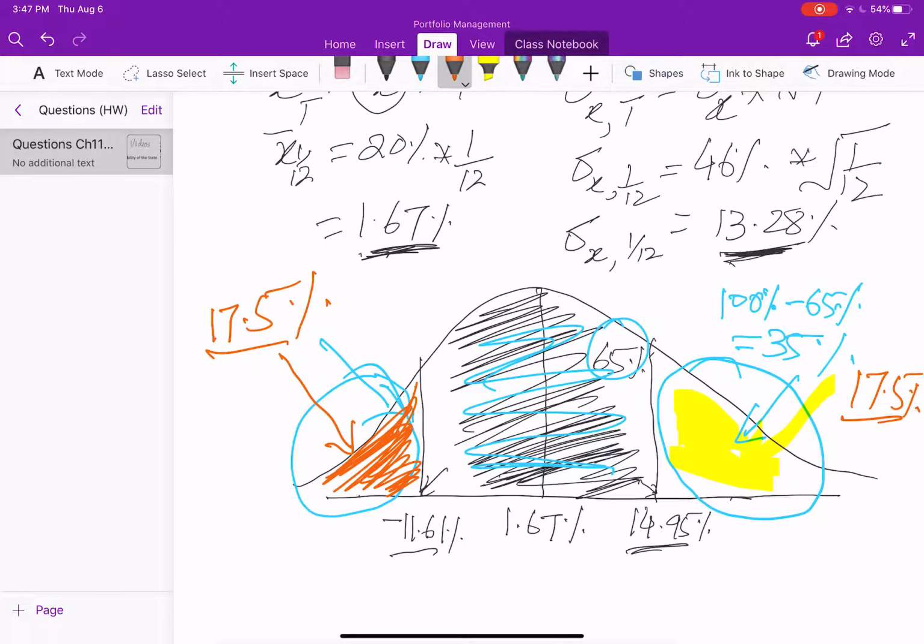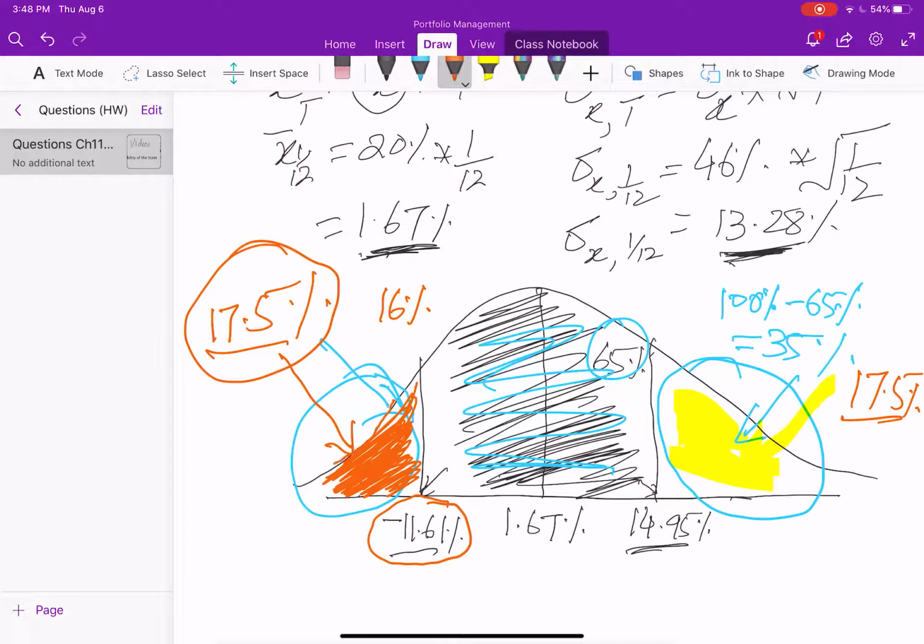Now the question is not this one, that what is the minimum loss with the probability of 17.5%. Remember, the area under the curve is representing the probability, right? If the question would have been what is the minimum expected loss in the coming month with the probability of 17.5%, we have already solved this question. The minimum expected loss is minus 11.61%.